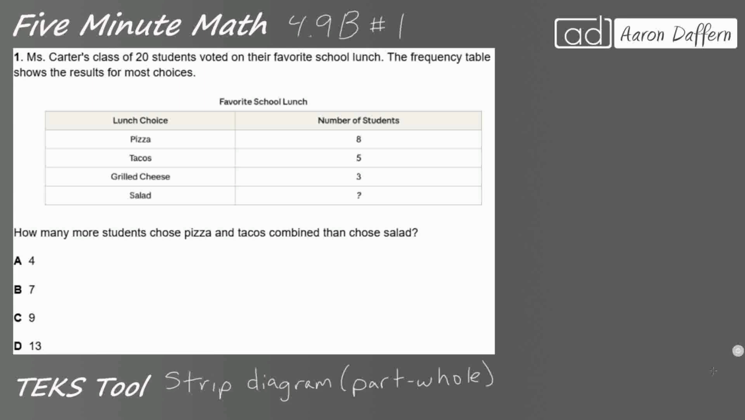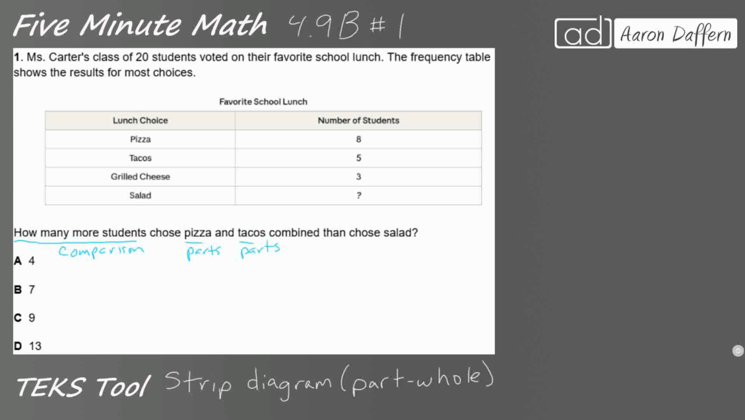So we've got Miss Carter's class, 20 students. They're voting on their favorite school lunch: pizza, tacos, grilled cheese, and salad. Look at our question. We need to find how many more students. So this is going to be a comparison. We need to choose pizza and tacos combined. So these two are going to be different parts, and I need to add those together to get the whole.